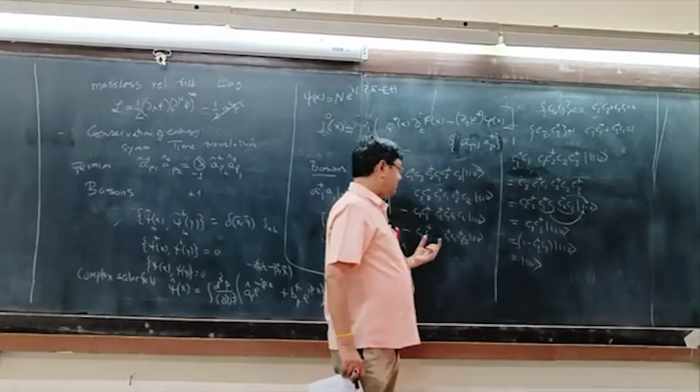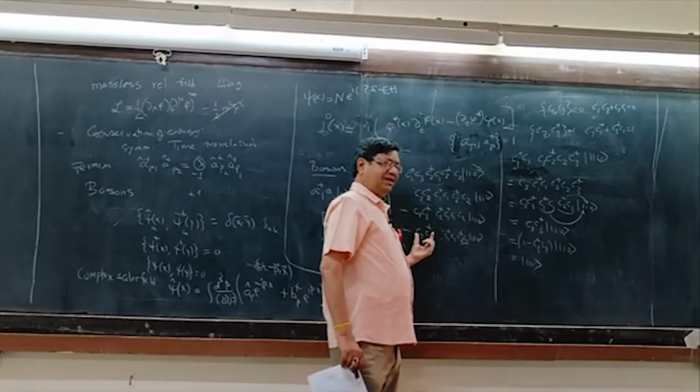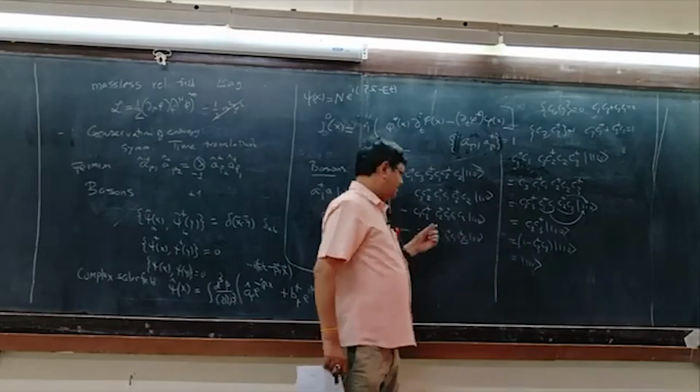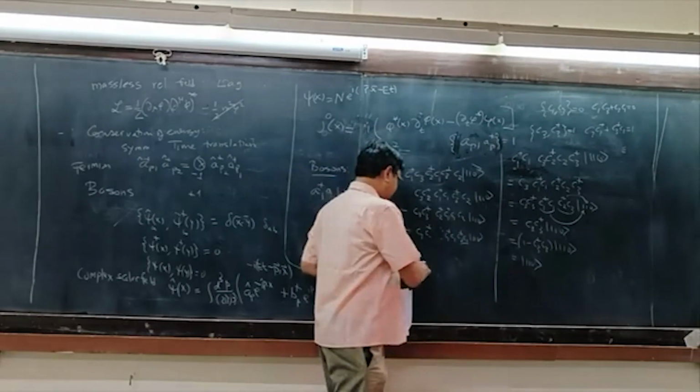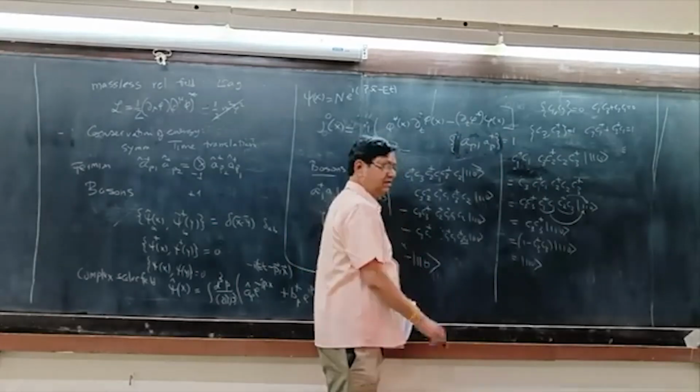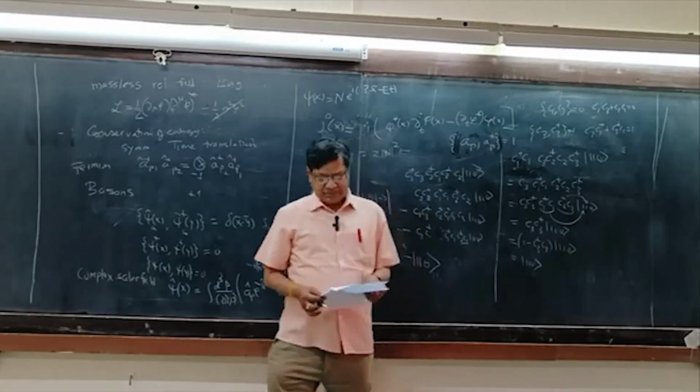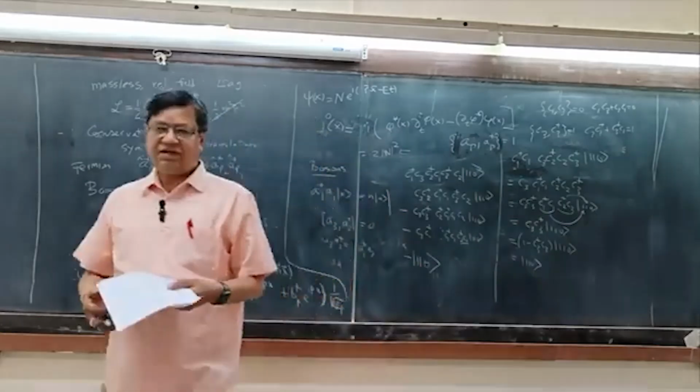But this one acting on 0, in fact we worked it out. This one gives you same, right? This is worked out here. But the minus sign in front. So overall it is minus 1. The minus sign here.